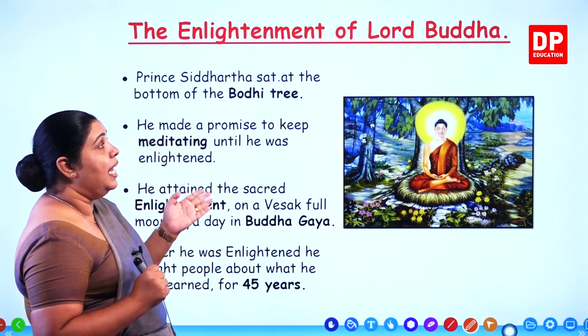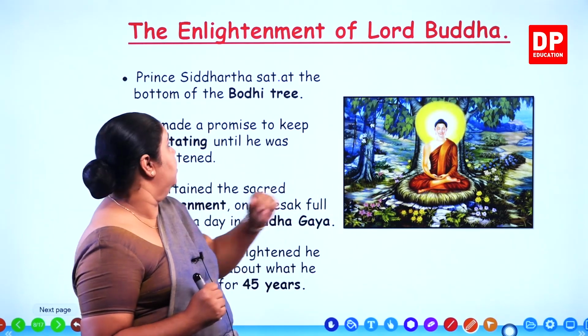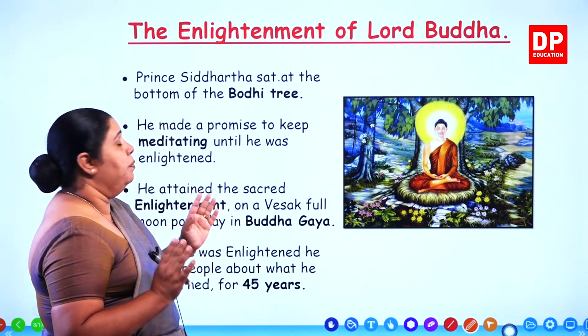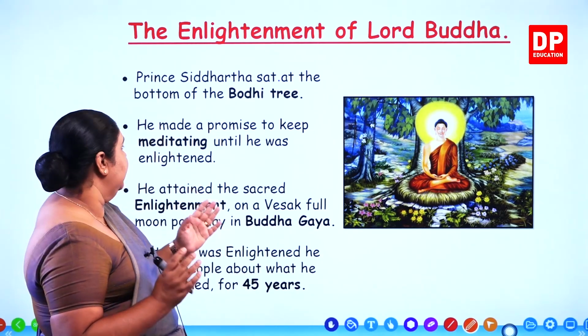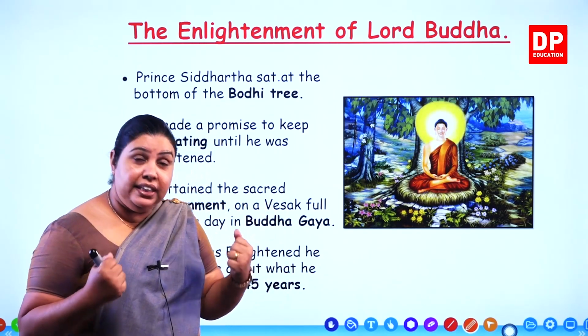Prince Siddhartha sat at the bottom of the Bodhi tree. Now you can see the picture. He made a promise to keep meditating until he was enlightened. What did Lord Buddha think?